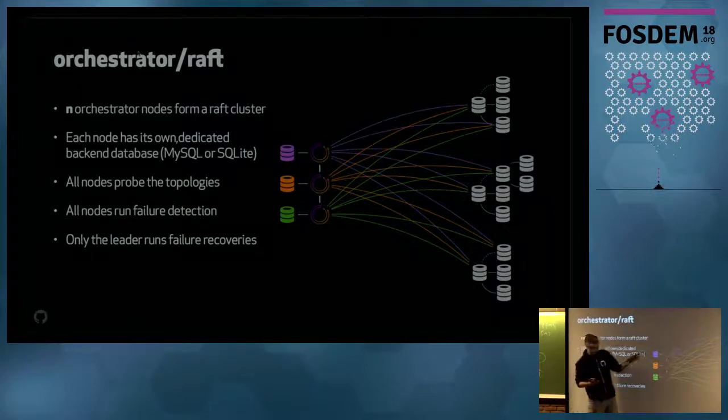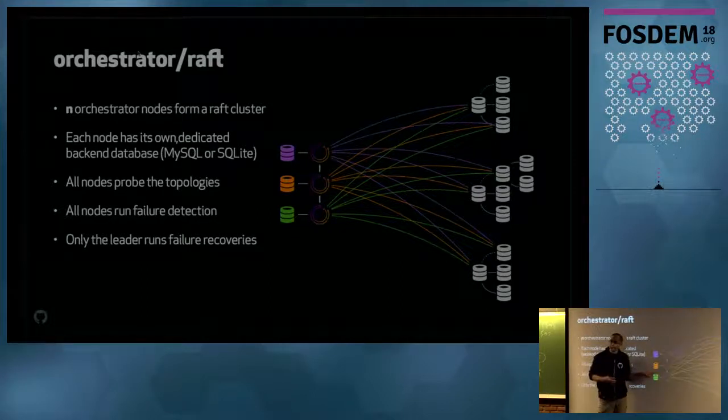But of course, the SQLites can't communicate with each other. There's no replication mechanism to them. So Orchestrator is providing the communication layer. And each Orchestrator node has its own dedicated, private, completely isolated relational backend.